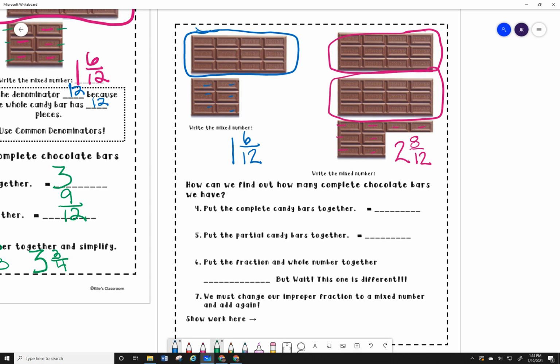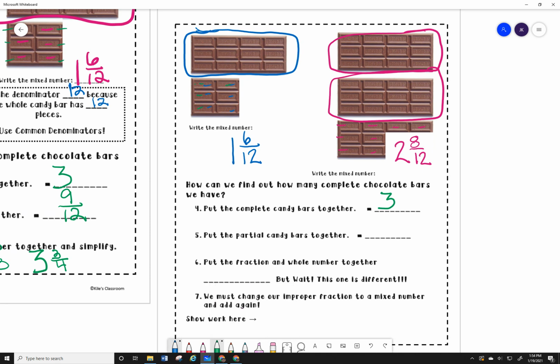So I'm going to add my 1 plus my 2, and that equals 3. And then I'm going to put my partial candy bars together. So I have 6/12 and 8/12. So I have 1, 2, 3. Let's get my marker working here again. There we go.